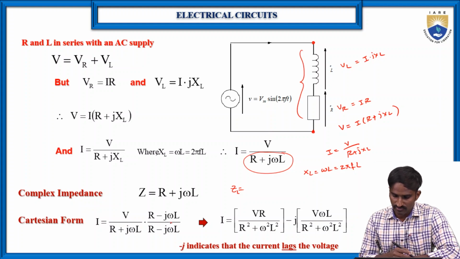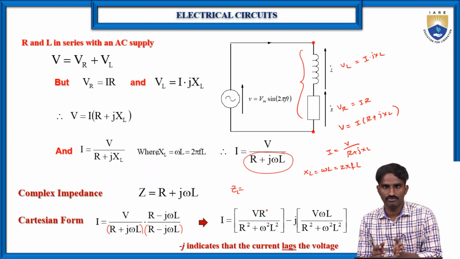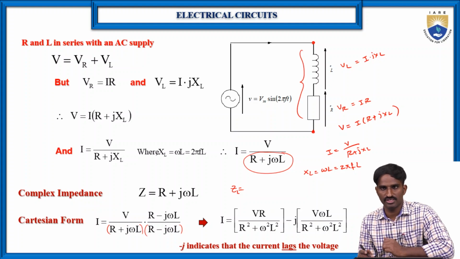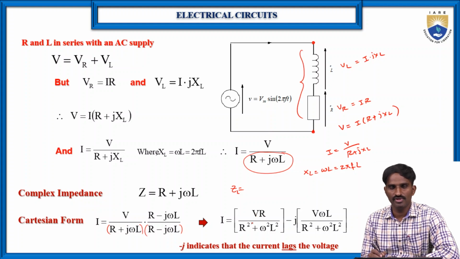Then, as you can see, this is A plus B into A minus B, so that A square minus B square. We can simplify this so that I becomes V into R, because we are writing the real terms in one place and the imaginary terms in another. So the real term is VR by R square plus omega square L square, and the imaginary term is minus J into V into omega L by R square plus omega square L square.